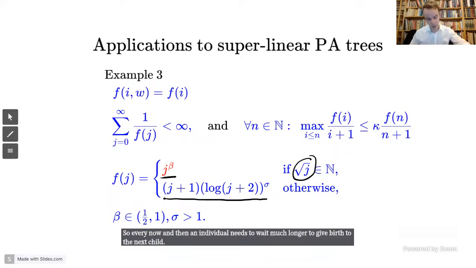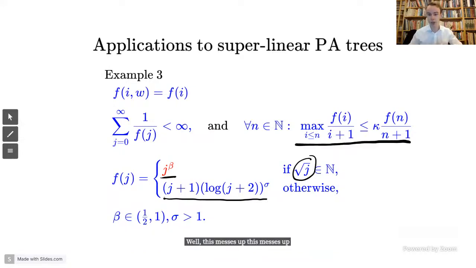Well, this messes up this monotonicity condition here, because every time that n is such that the square root of n is an integer, this right-hand side is going to be very small, but the maximum on the left-hand side will still be very big.